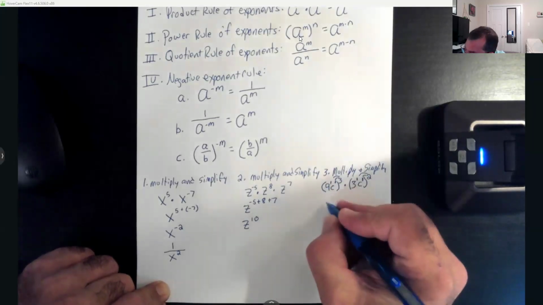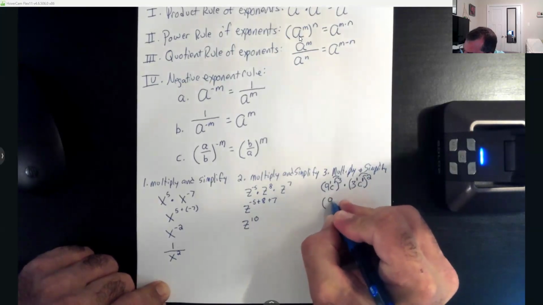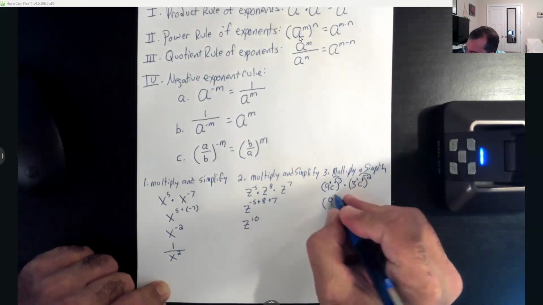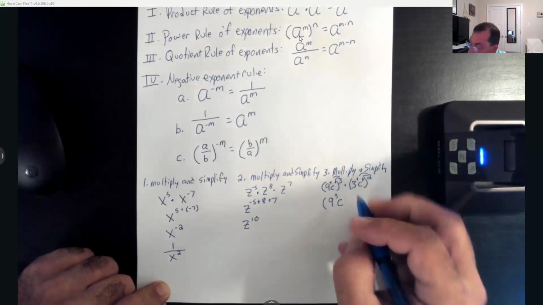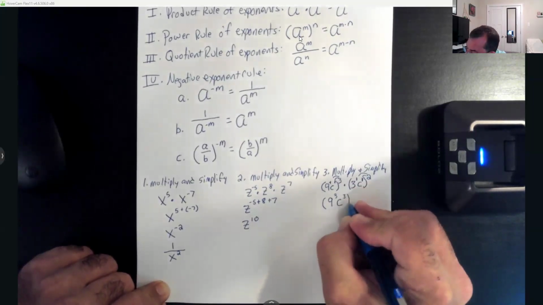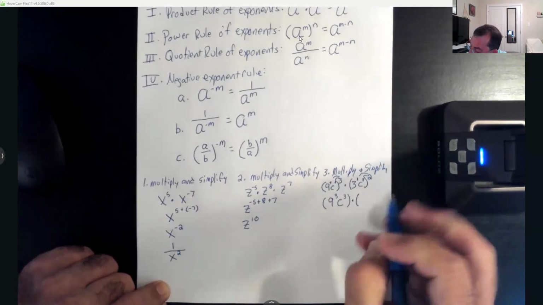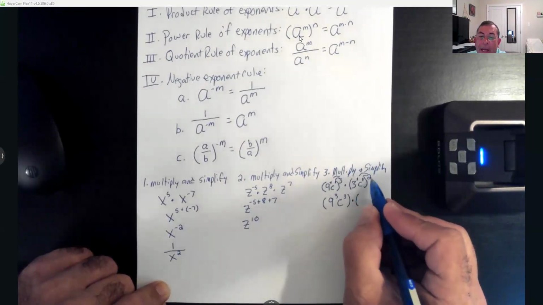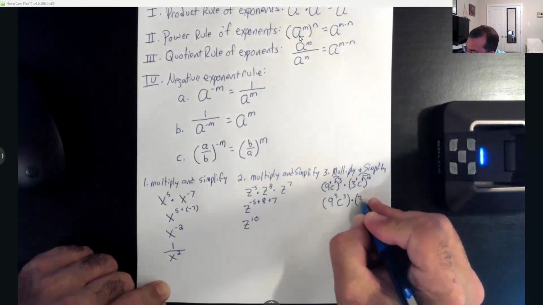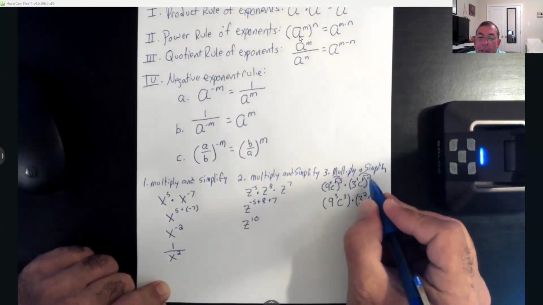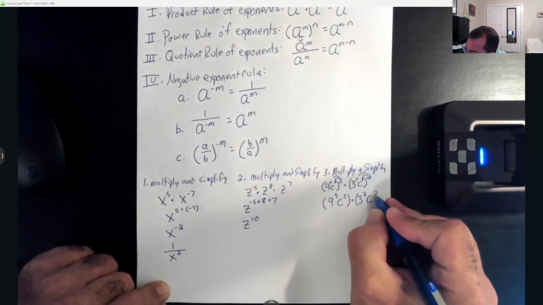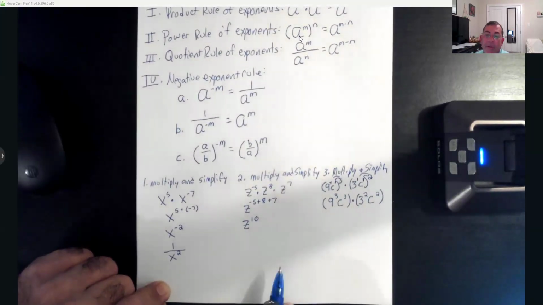So I got my 9. 1 times 3 is 3. On the c, 1 times 3 is 3. And in the second parentheses, 1 times 2 is 2. So that gives me 3 squared. On the c, 1 times 2 is 2.